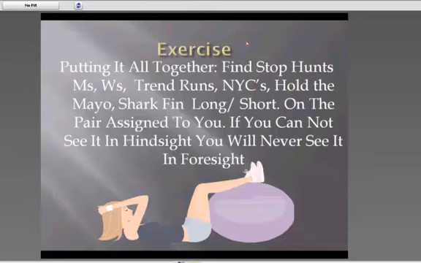Okay? I hope you guys got this. I hope you enjoyed the class. All right, here's an exercise for you, another one for your homework. Put it all together. Find the stop hunts, M's, W's, trend runs, New York City reversals, hold the Mayo, shark fin long or short on the pair assigned to you.